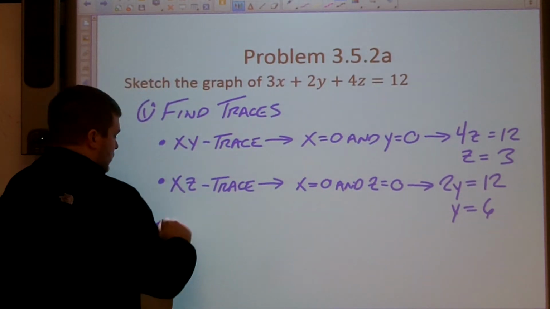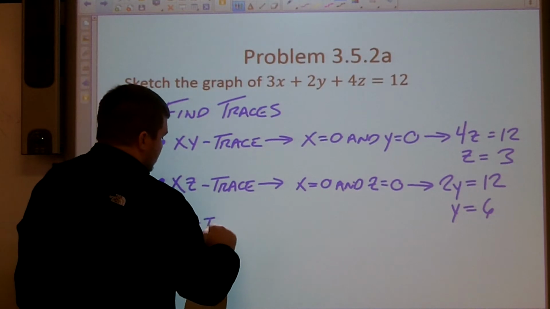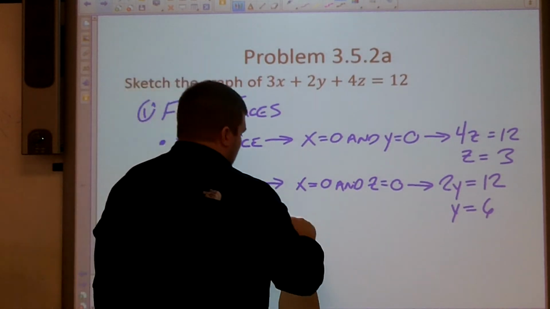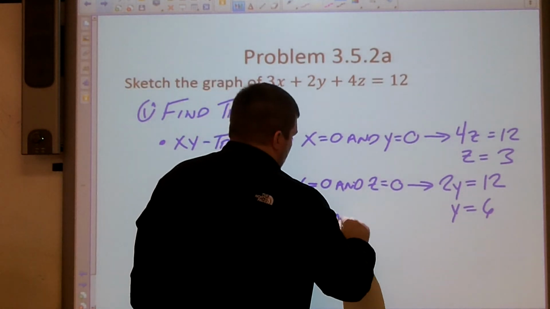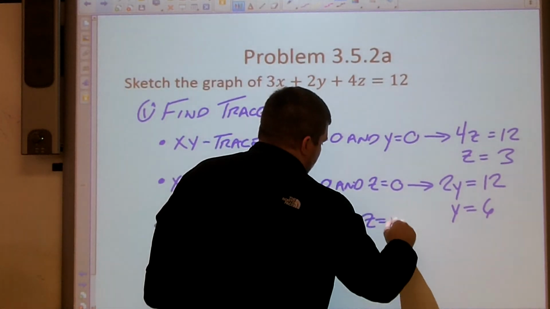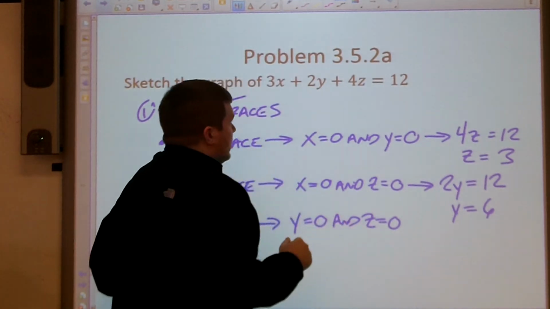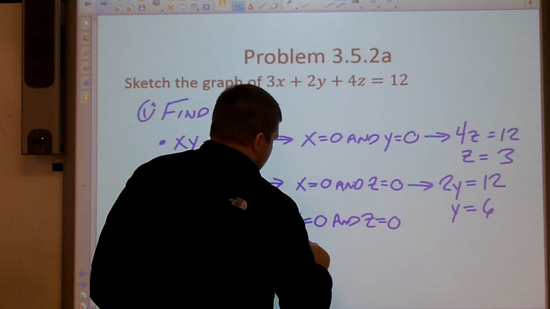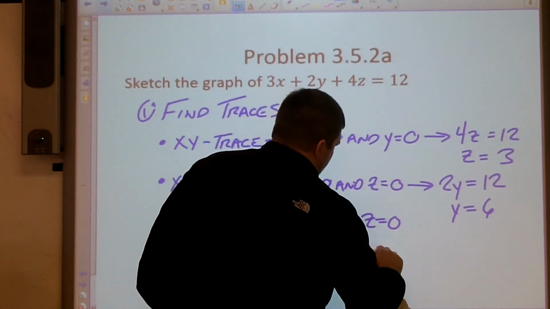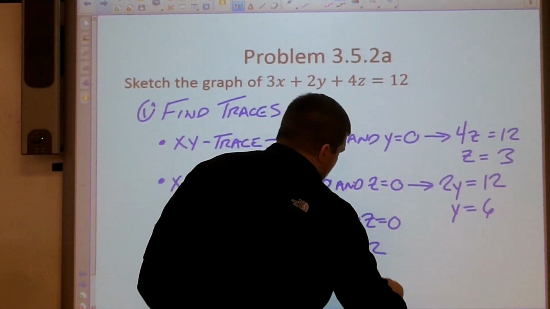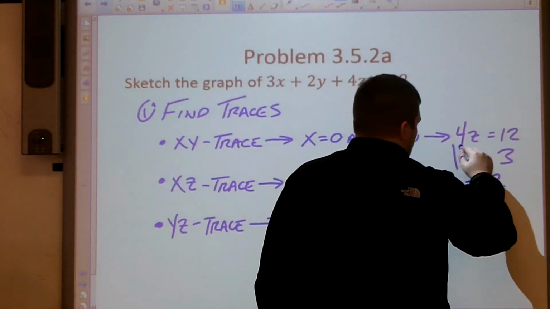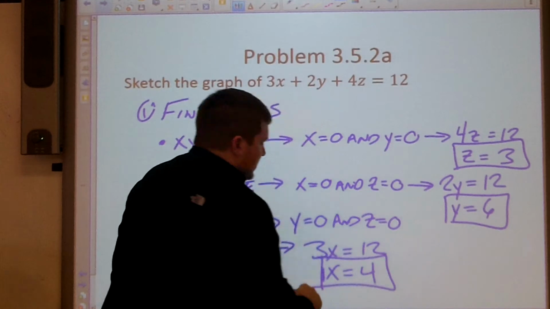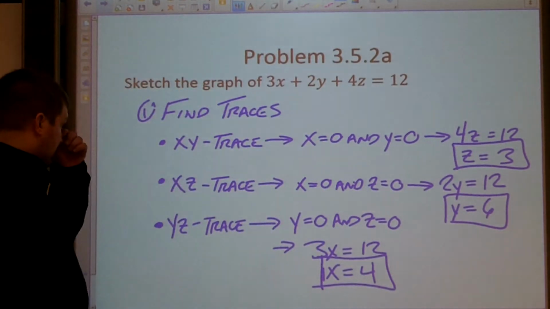And then finally, the last one, YZ trace. Okay, so we have Y equals 0 and Z equals 0. So I'm just left with 3X equals 12, which means X is equal to 4. So now I have my traces. Okay, it's not that hard.